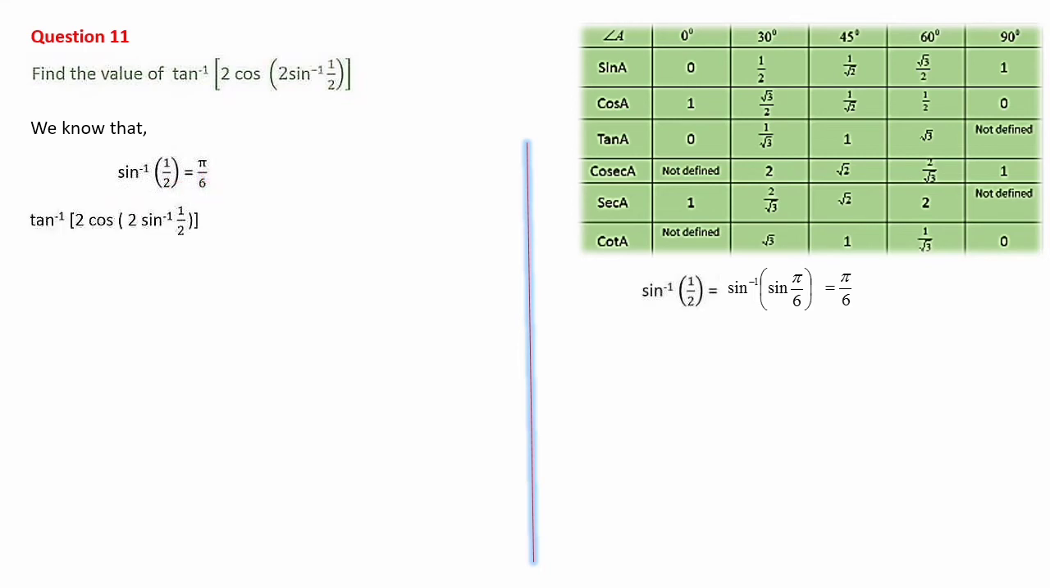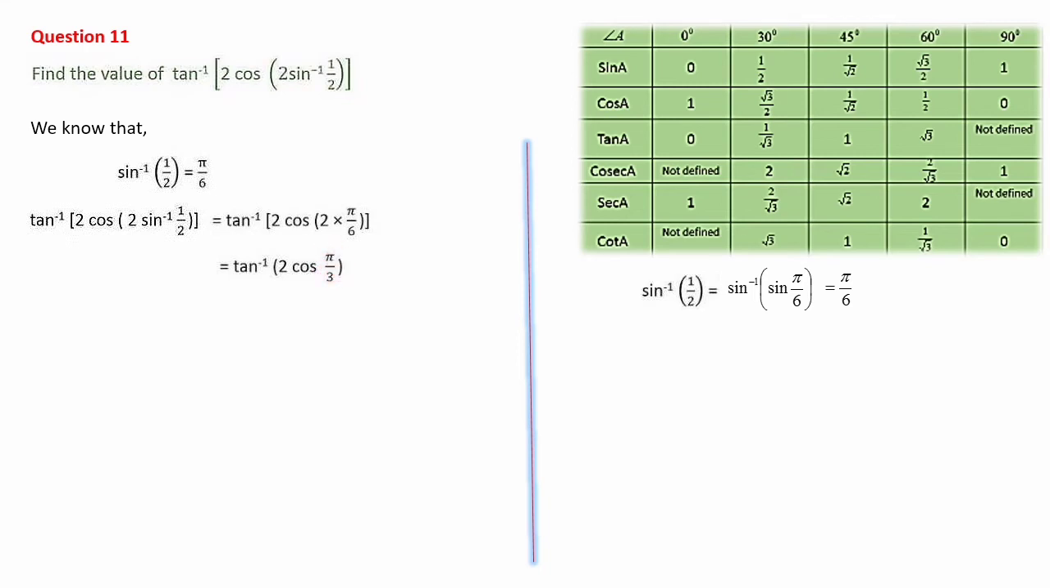Then when we substitute into the given statement, tan inverse of 2 cos of 2 sine inverse 1 by 2 will come as tan inverse of 2 cos of 2 sine inverse 1 by 2. Sine inverse 1 by 2 we have calculated as pi by 6. So 2 into pi by 6 will be coming here. Here this 2 and 6 we can cancel and write 3. So it will be coming as tan inverse 2 cos pi by 3.